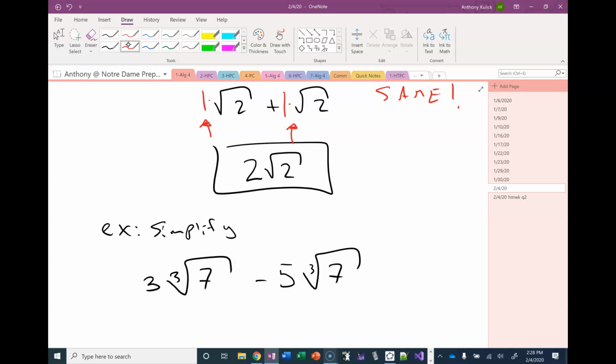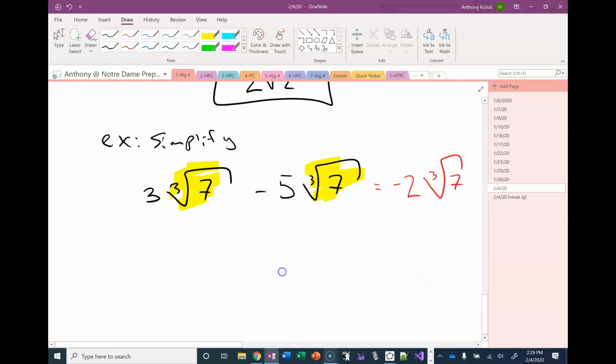So what if I did 3 cube roots of 7 minus 5 cube roots of 7? Can I do that? The radical parts are exactly the same, right? In both cases, we have a cube root of 7. So to do this subtraction, what am I going to do? Just do 3 minus 5, which is negative 2. And then I have still the cube root of 7 tacked on at the end. So it's just like adding or subtracting variables, right? Where the coefficients change, but the variable part stays the same. Feel okay there?